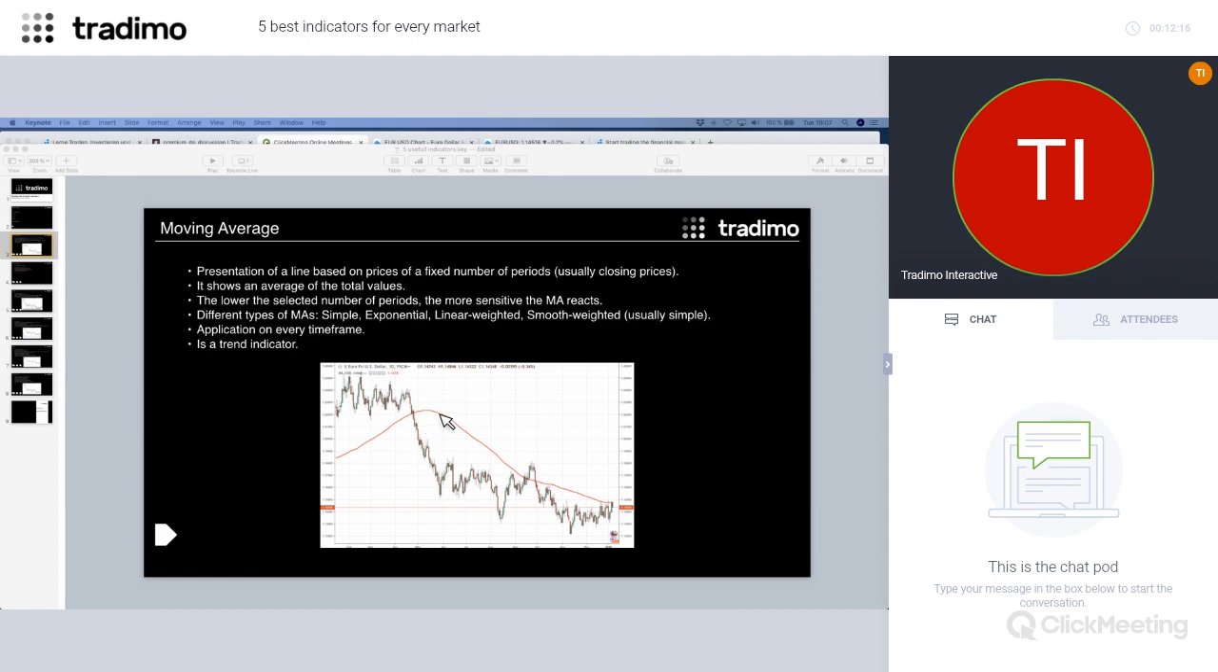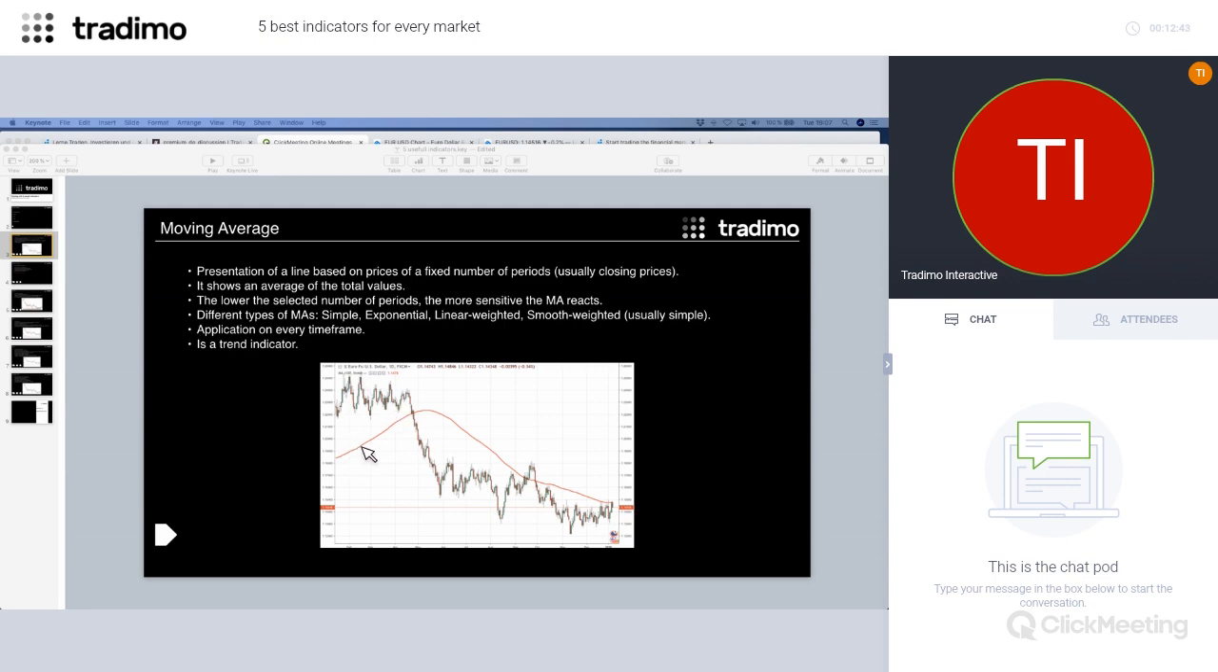This average can be represented as a line. If you make dot by dot by dot, and then you connect the dots together, of course it shows a line. And this is what you can see here. This is the moving average of a specific period of time. For this example here, you can see this is the 100. And I will show you a more practical example later on.